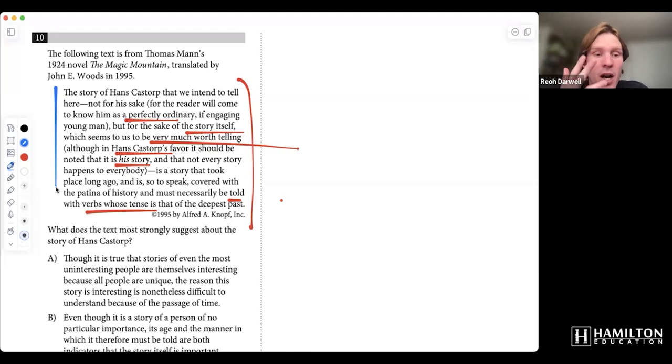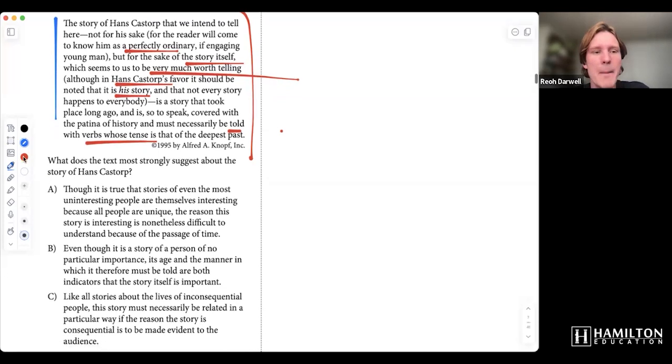All right, so what do we know about Hans Castorp? Well, we know that generally speaking, he is perfectly ordinary, though something interesting happened to him. All right. So I'm going to underline some things that are incorrect in all the incorrect answer choices, right? So all people are unique. Does the text say this anywhere? No.